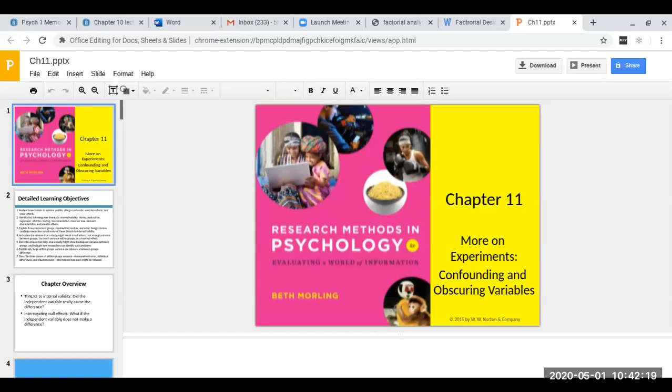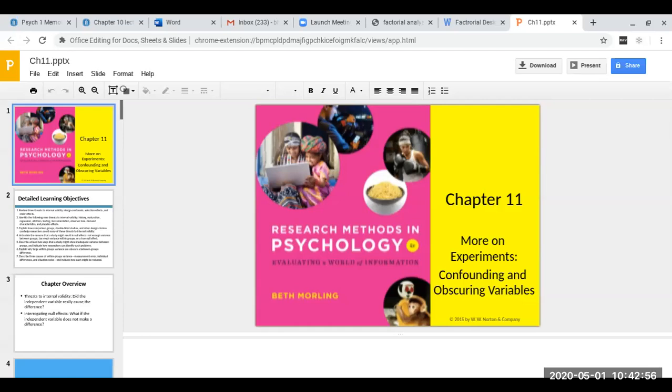In this chapter, we skipped over chapter 12 to get to chapter 11 after, because I wanted you guys to be familiar with factorial designs, and then we could go back and talk about internal validity problems. In this chapter, we talk about two things, which was the quote unquote dirty dozen of confounding and obscuring variables, or the 12 ways that we could commit internal validity errors, things that could be interfering with our DV. And then the idea of null effects.